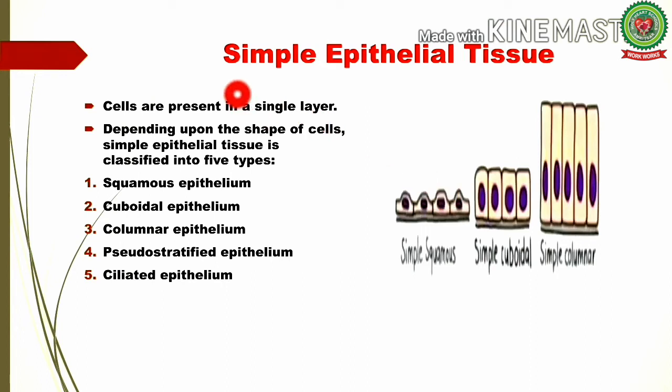Now students, what is simple epithelial tissue? In this type of epithelial tissue, the cells are present in a single layer. Here you can see cells are present in a single layer and all the cells rest upon basement membrane. Depending upon the shape of cells, simple epithelial tissue is classified into five types: squamous epithelium, cuboidal epithelium, columnar epithelium, pseudostratified epithelium and ciliated epithelium.